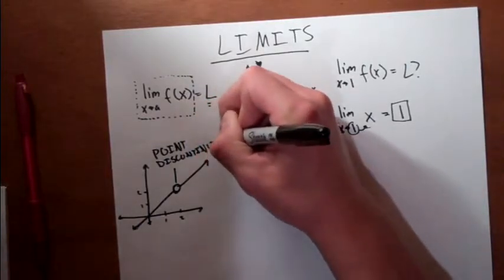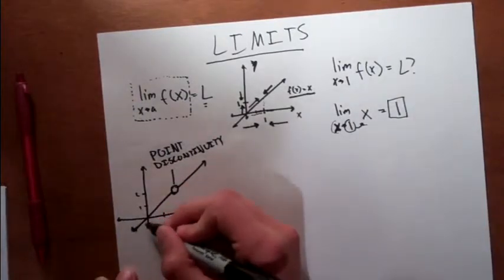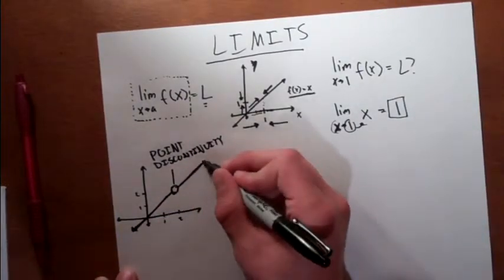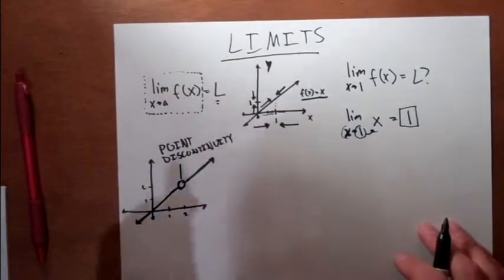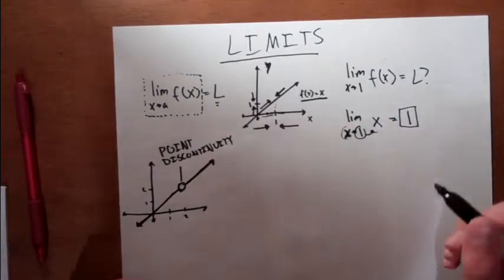Alright, a point discontinuity is when you have some curve, in this case we just have a straight line, and at one point on the graph, for a singular point, it's undefined. There's no y value in the equation. And how does that happen?